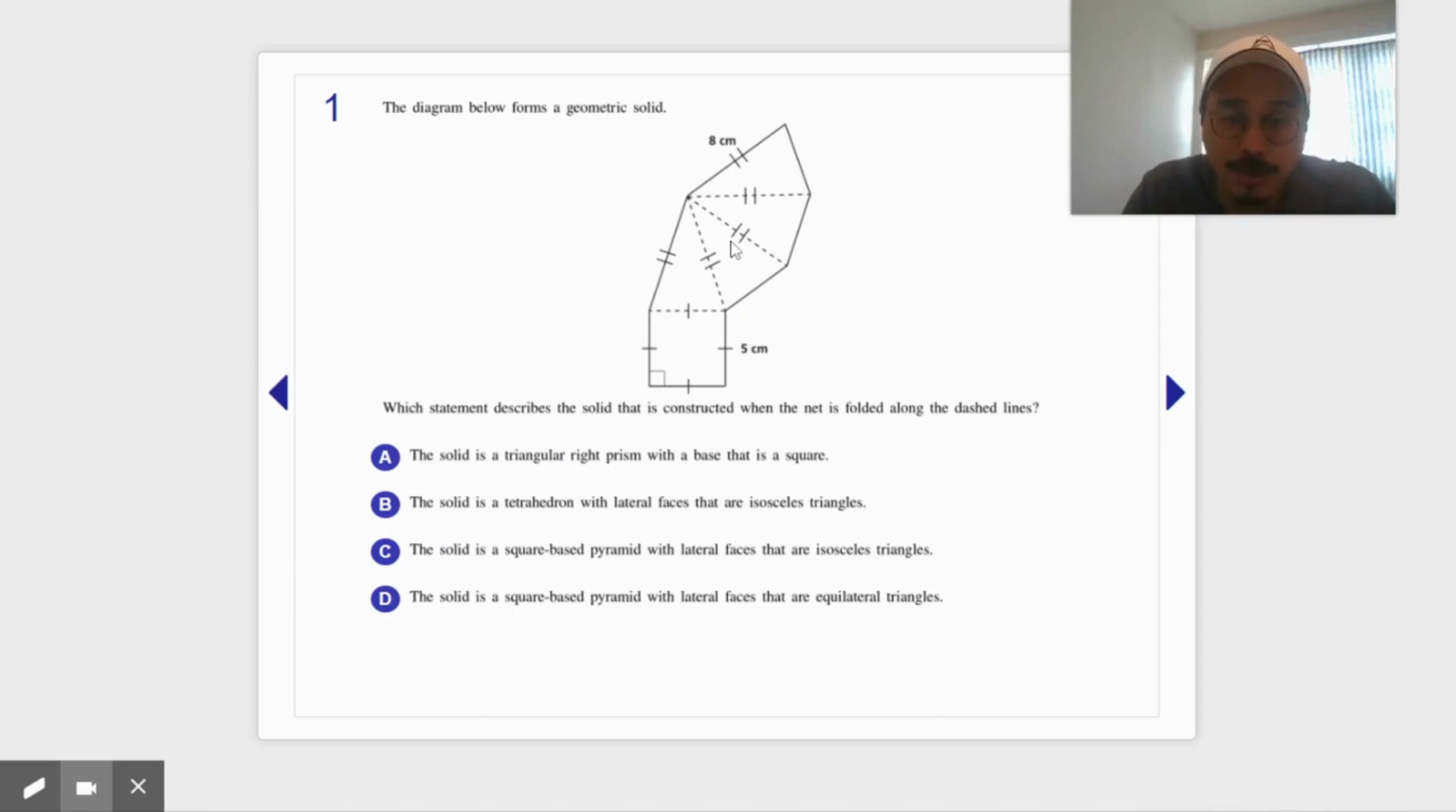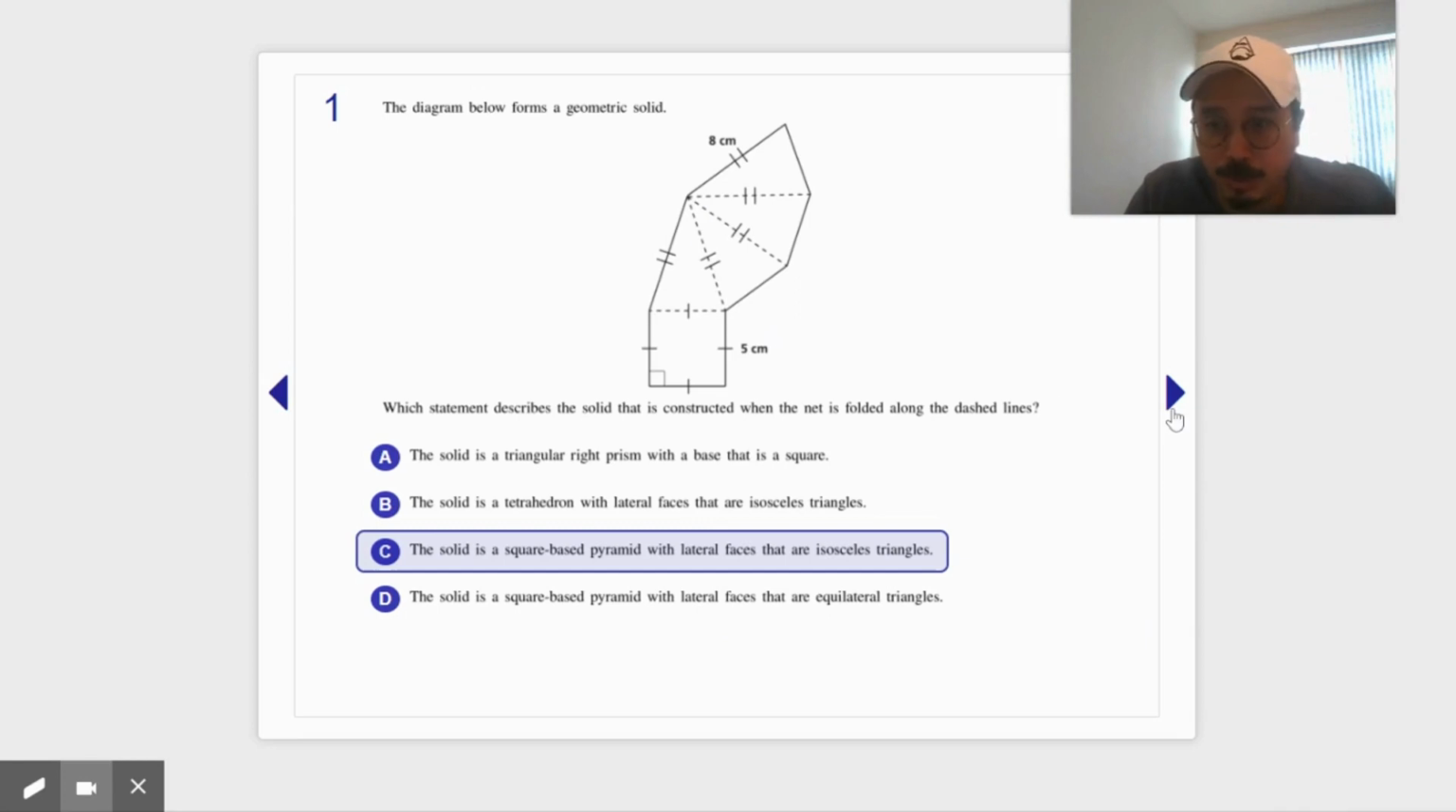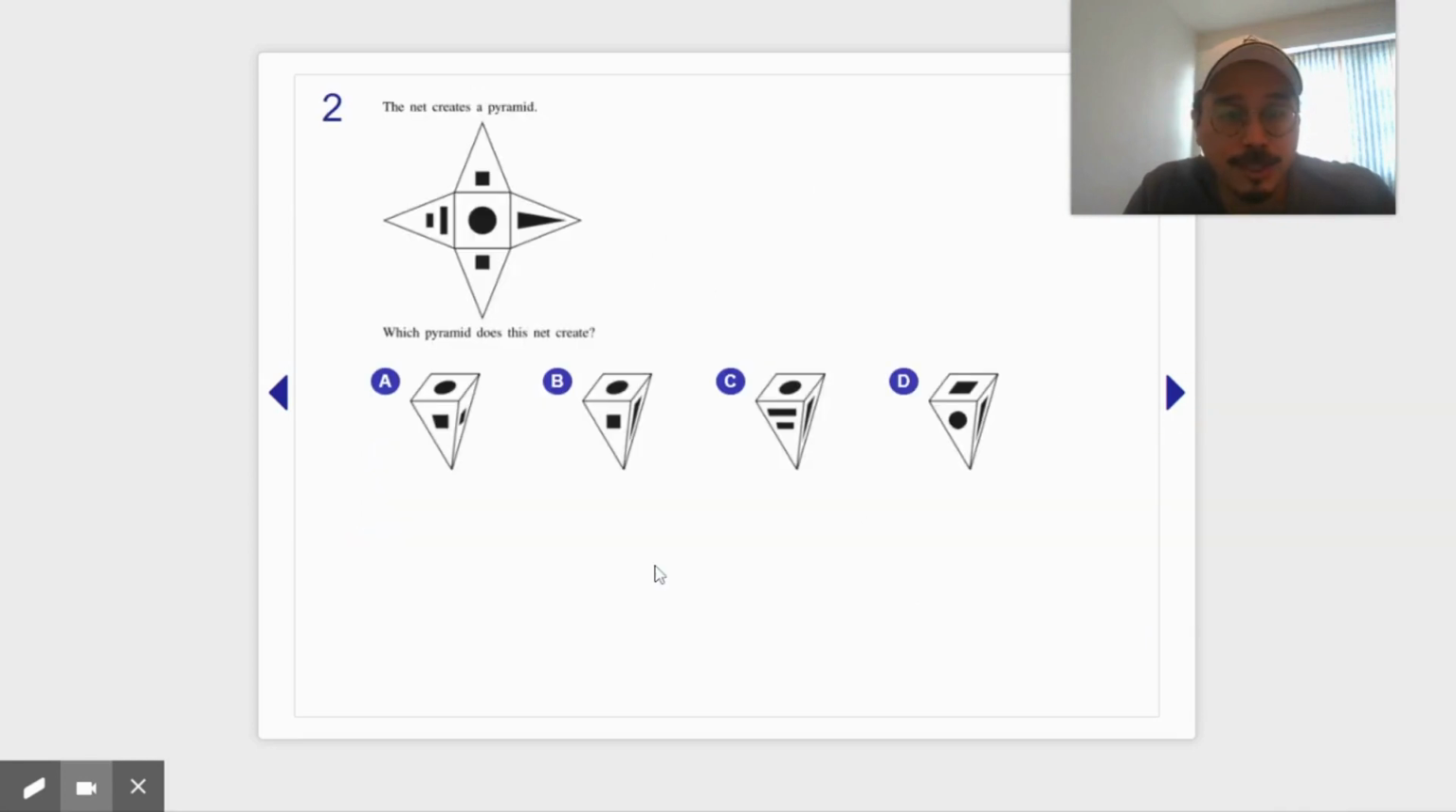Square base. By the way, this is another way to draw a pyramid. This is like the super difficult way. Hardly anyone ever draws this. With lateral faces, lateral sides that are isosceles triangles. So are these isosceles triangles? How do you know? Yep, they both have two slashes, right? So this is it. Now let's double check. Equilateral triangles, these are not. So, okay. The net creates a pyramid.